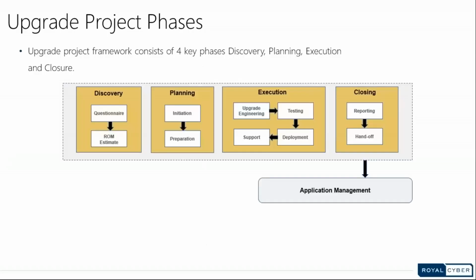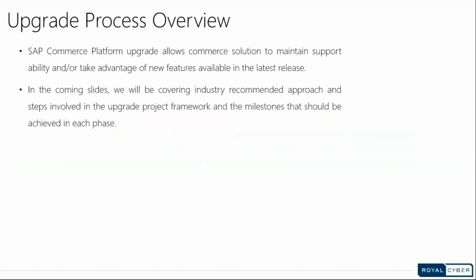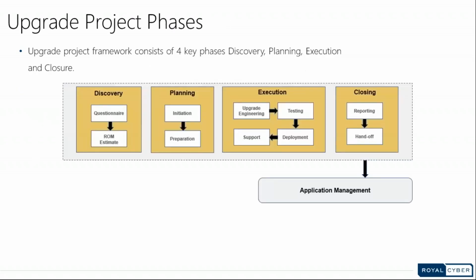Okay, thanks, Abhijit. I will walk you through the upgrade process overview. The SAP Commerce Platform upgrade allows the commerce solution to maintain supportability and take advantage of the new features available in the latest release. In the upcoming slides, I will explain in detail the different phases of the process. The upgrade process contains four key phases: discovery, planning, execution, and finally, closure.